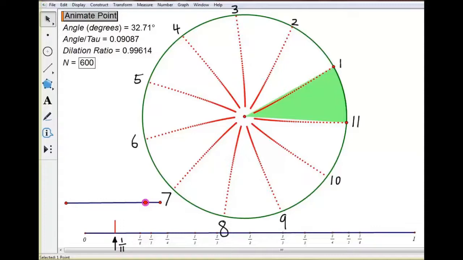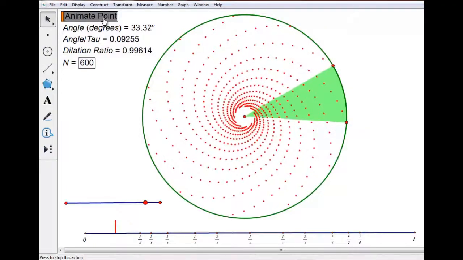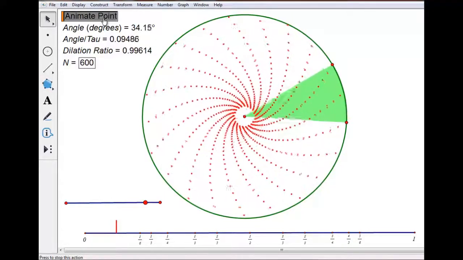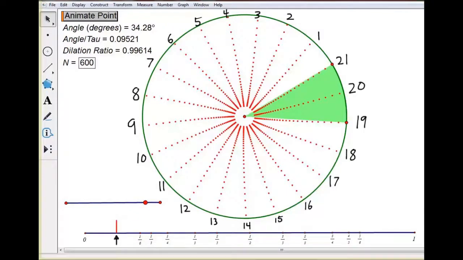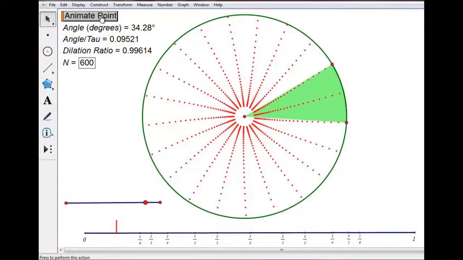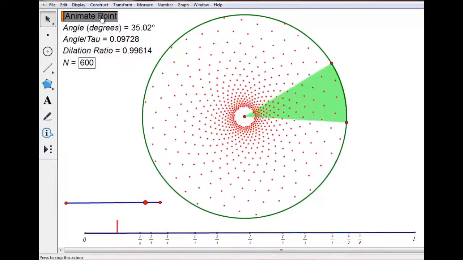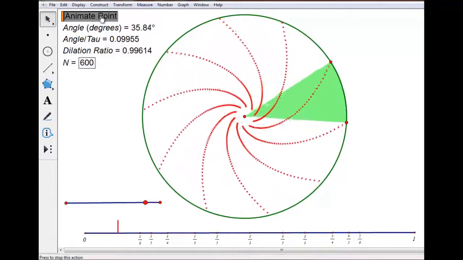Let's start it up again. 30 seconds, 2 21st. Let's pause again to count. Yep, it's 21. This point on the number line is 2 over 21. And this would be 1/10.